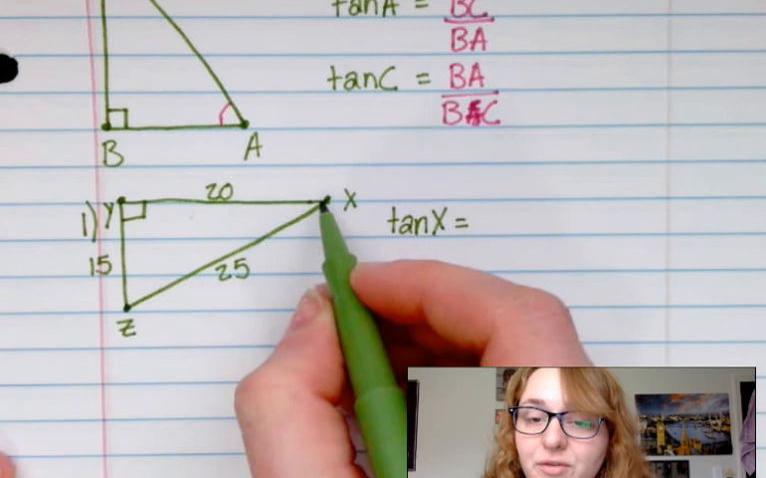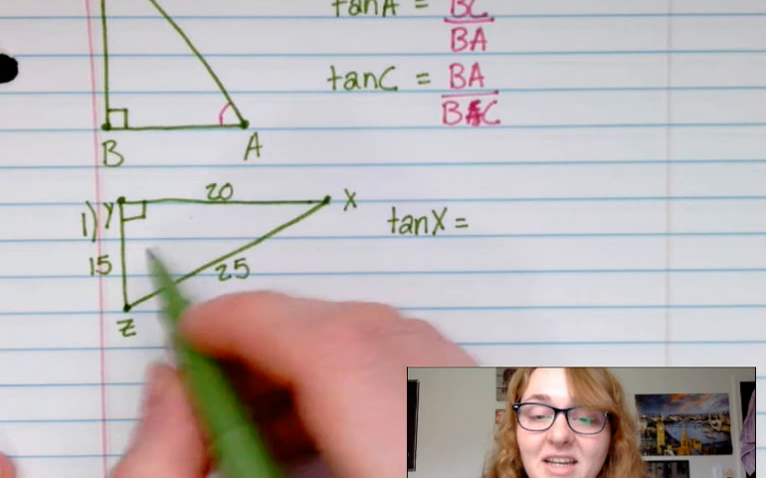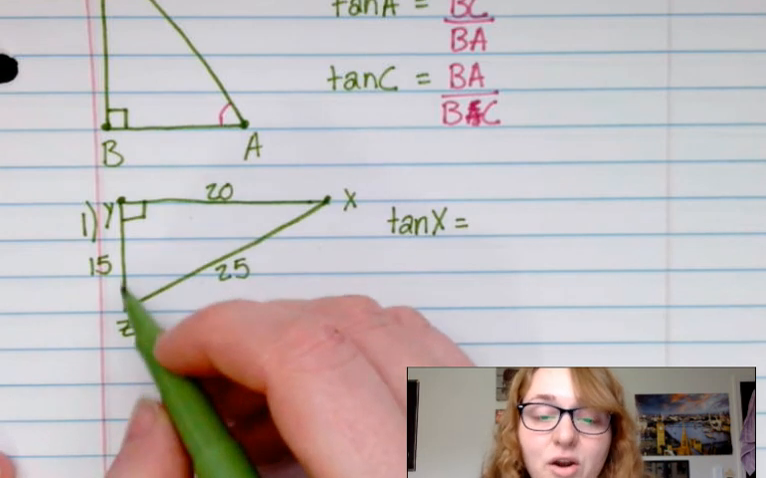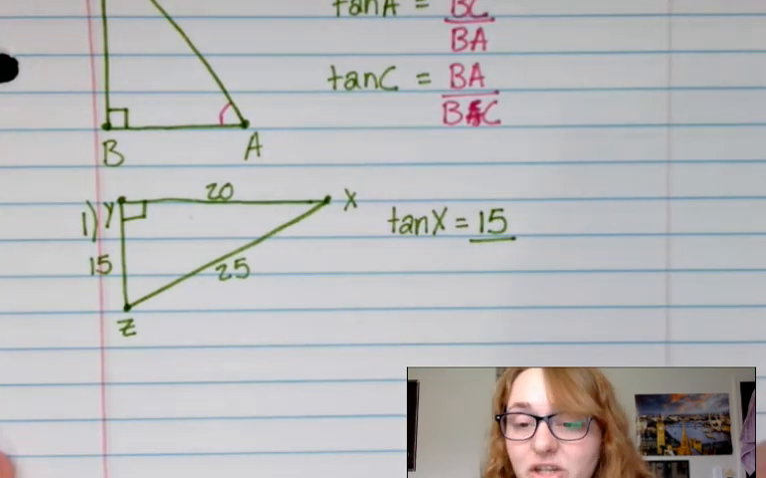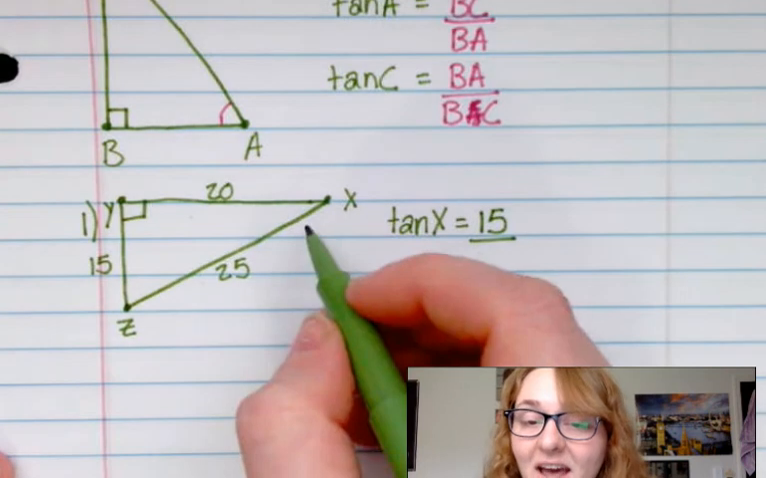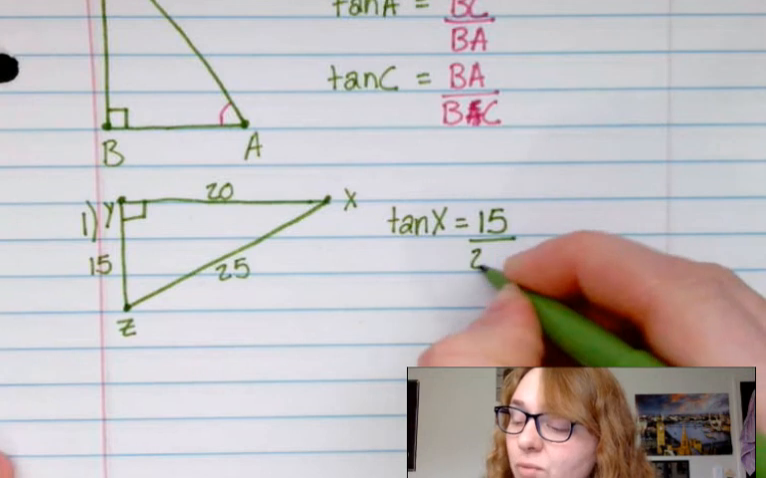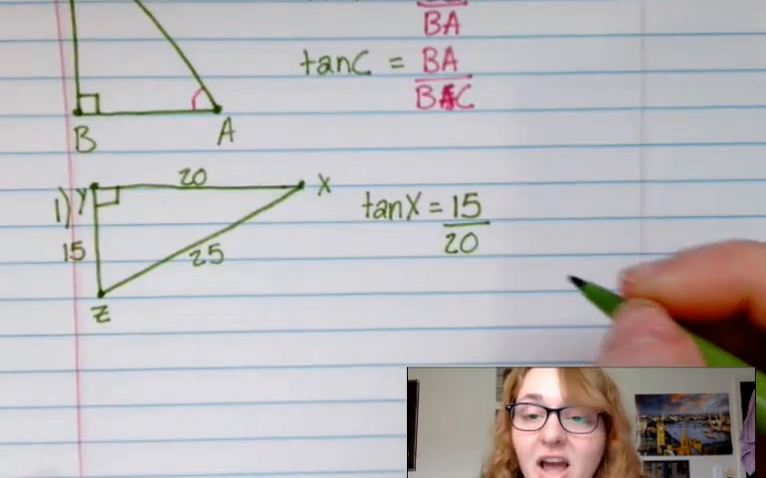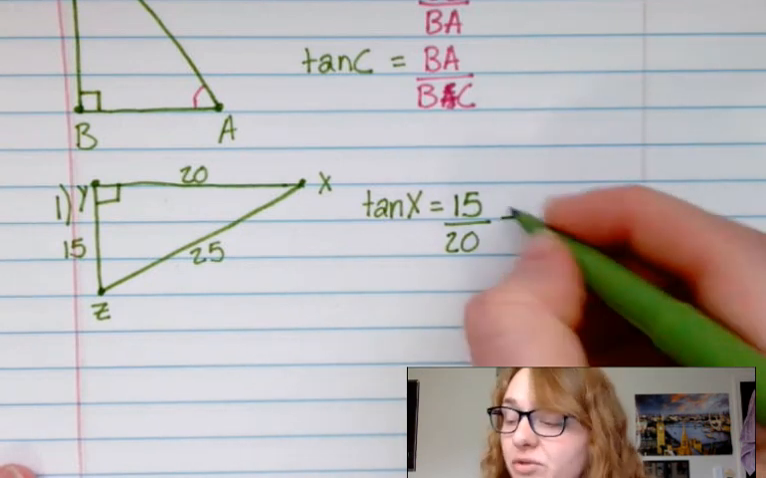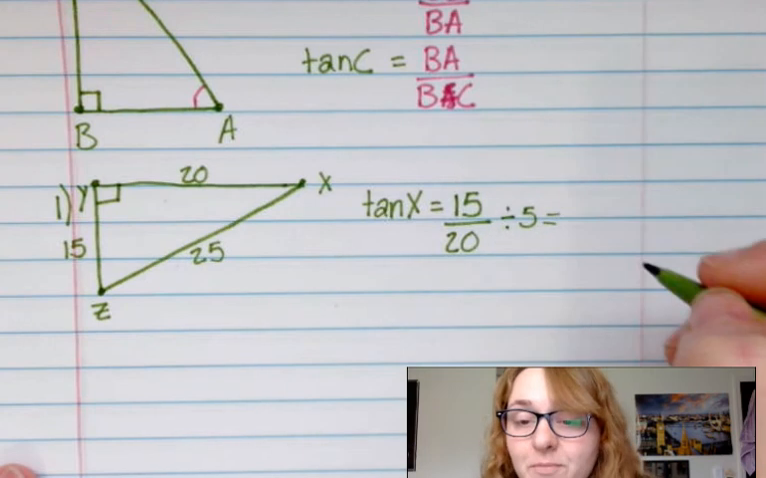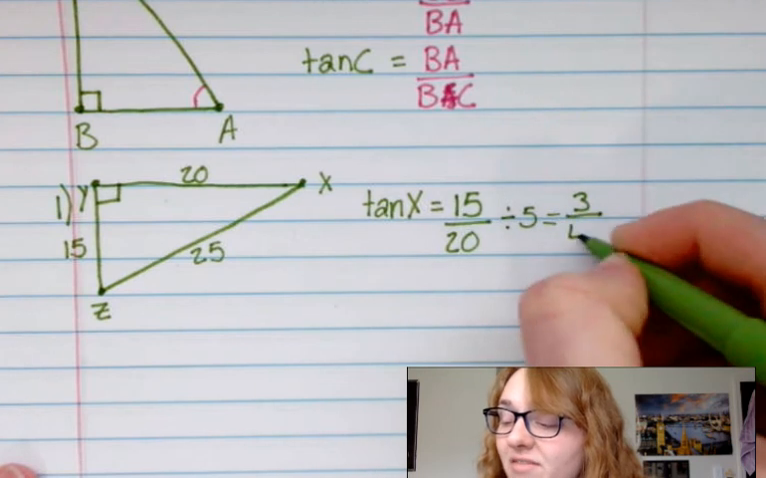So we want to look opposite over adjacent again. From angle X, the opposite side, the side furthest from, the side not touching angle X, is going to be this side here, YZ, that is 15 units long. And then the adjacent side, the leg that is touching angle X and is not the hypotenuse, is going to be this side here, YX, at 20 units. Now we're going to use our knowledge from way back in 8.1a, where we want to reduce our ratios by its greatest common factor, in this case 5. 15 divided by 5 gives us 3, and 20 divided by 5 gives us 4.